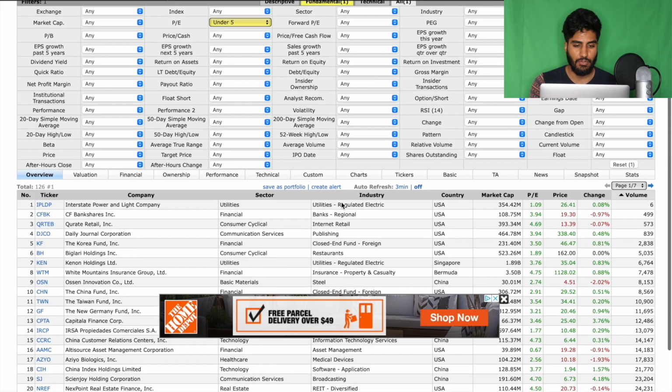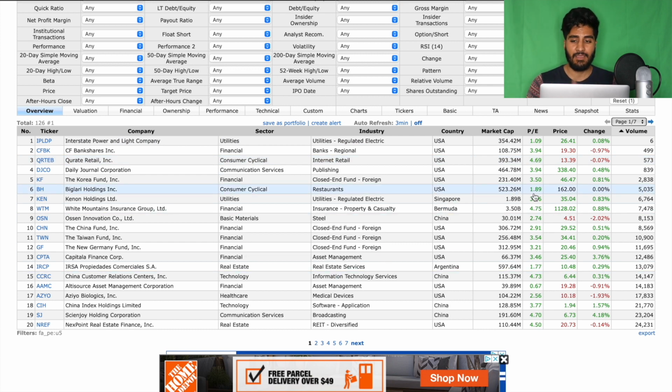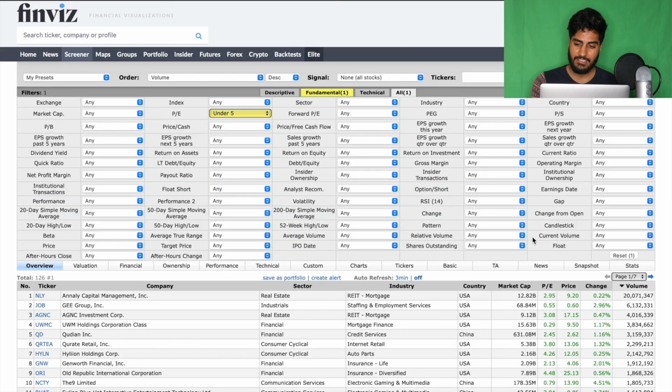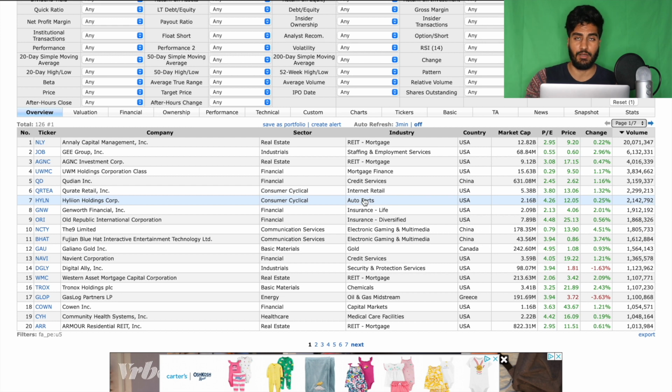So when we scroll down here, we're going to get a list of stocks right now that have a PE ratio of under 5. The next thing that I like to do is click the volume button, because this is going to let me know the stocks that have had the highest volume of late. I like stocks that have really good volume because I know people want this stock, or this stock is currently hot right now, which means that there is a better chance that this stock is going to go up or down because of the volume.